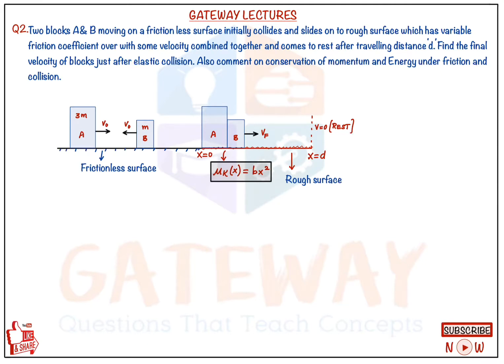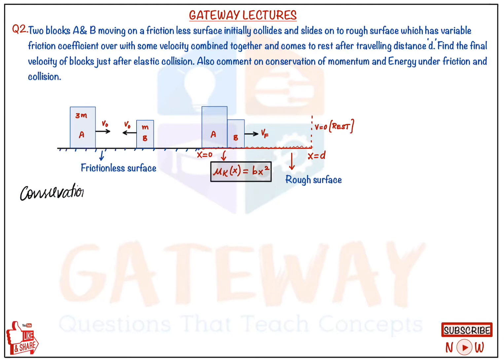Just before solving, we need to note a few points. Initially it is an elastic collision. In an elastic collision on a smooth plane, there is no external force acting on the two blocks, so we can simply apply conservation of momentum. We'll apply conservation of momentum here initially.